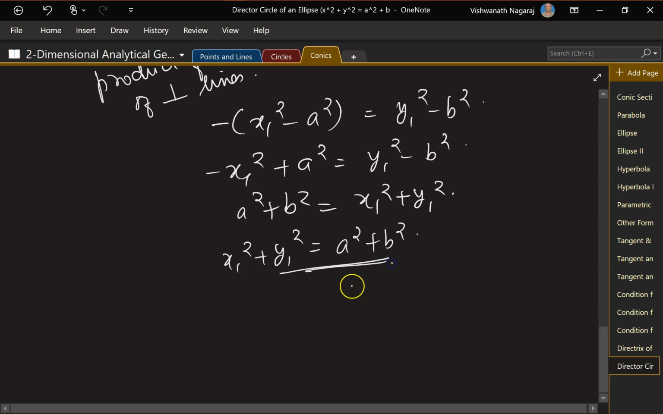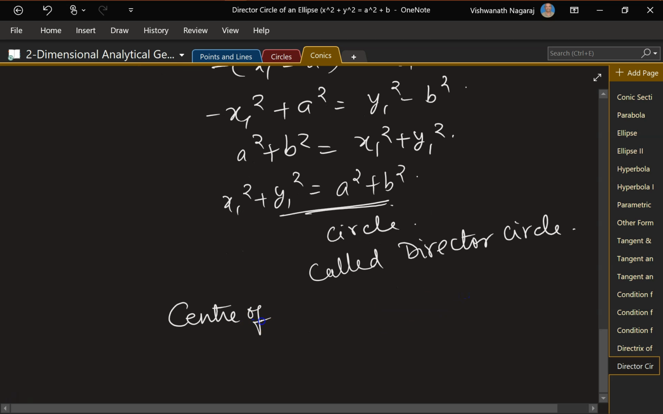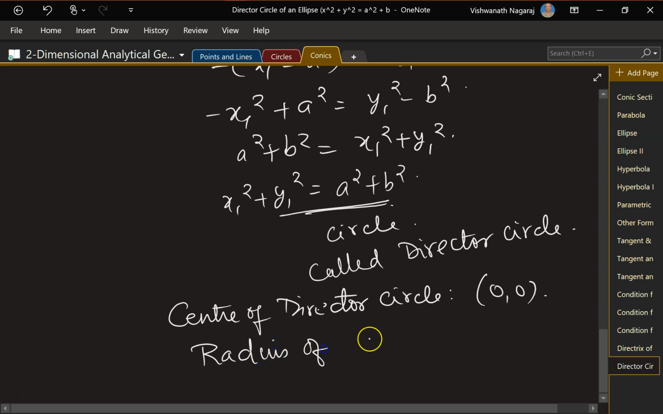So this is a circle called the director circle. The center of the director circle is 0, 0, and the radius of the director circle is going to be square root of a square plus b square.